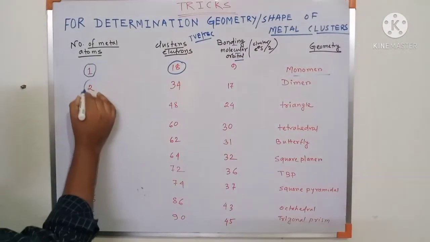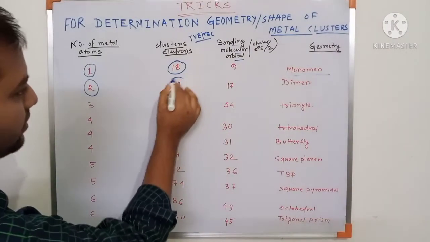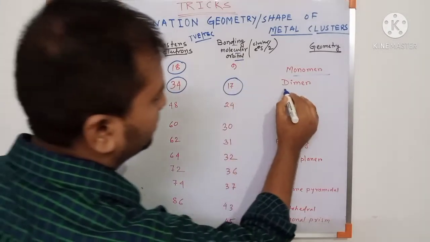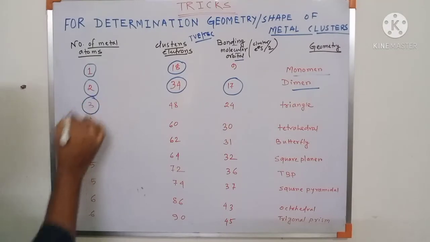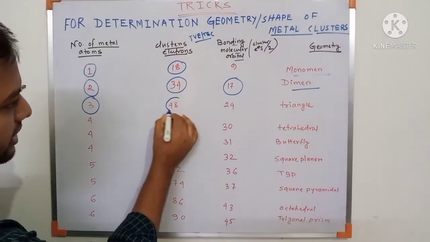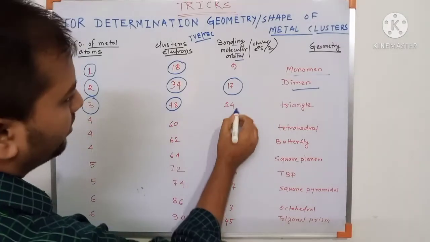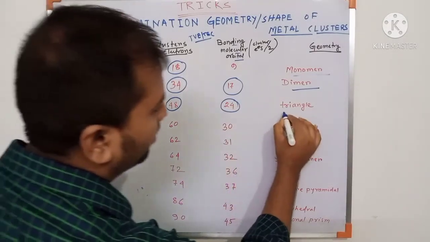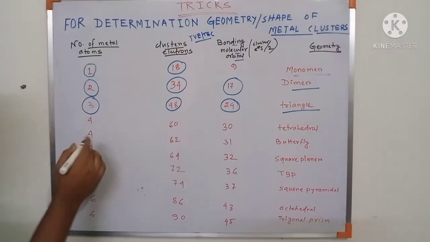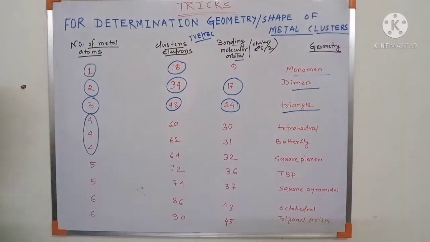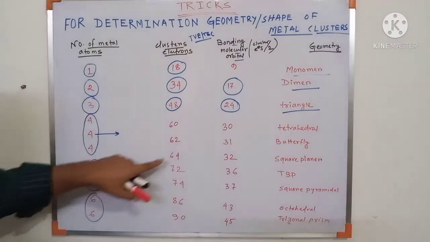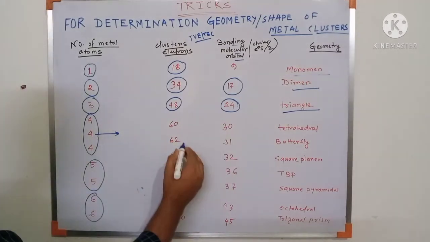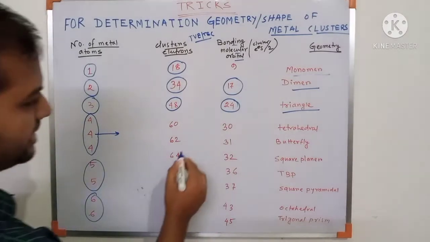And number of metal atoms 2 and cluster electrons 34, half is 17, so it forms a dimer. And number of metal atoms 3 and cluster electrons 48, bonding molecular orbitals 24, so it forms a triangle. And next, these four are very important, and 5 and also 6. These three are most important. As an example, 4 with 62, 31, butterfly, in June 2020 CSIR NET.